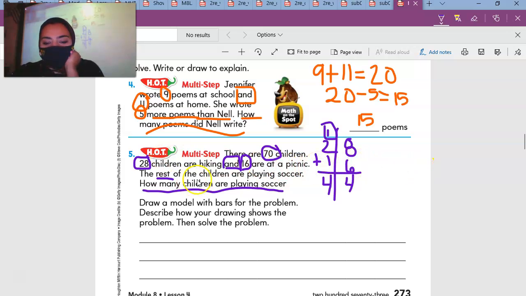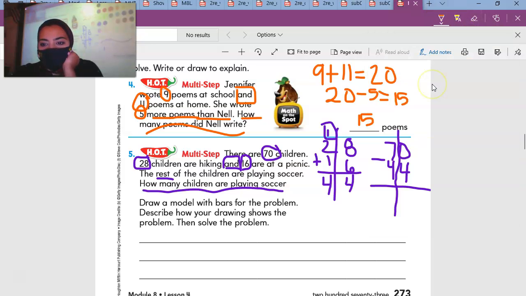So now the rest are playing soccer. Well, we know there are 70 kids at that park altogether, right? And we know that 44 of them are hiking and at a picnic. We have to find out how many are playing soccer. So we have to subtract the total number of kids by the number of kids that are doing things other than soccer.